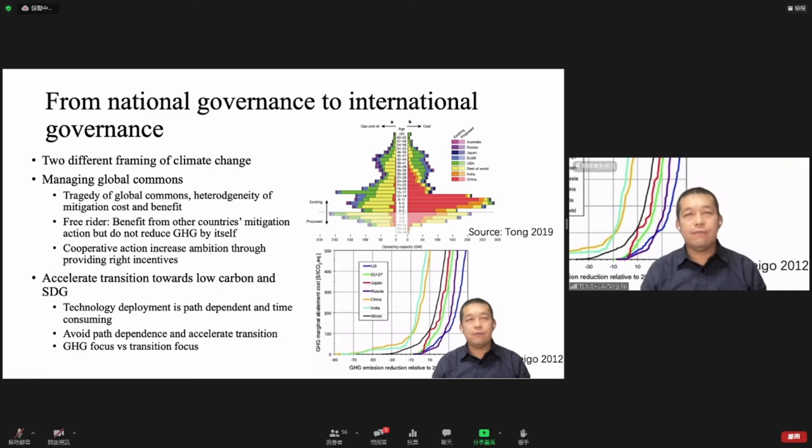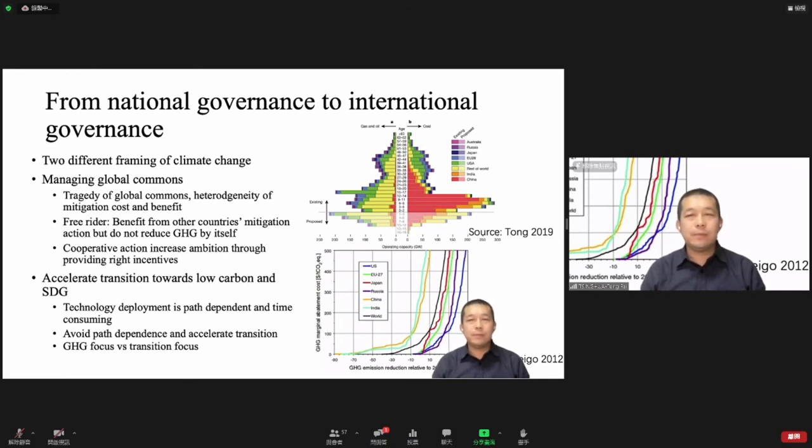Another framing for the climate change issue is the transition framing, which focuses not only on the global commons, but argues that the key issue is how to accelerate our system towards a low carbon transition and the SDGs. Because technology deployment is very path dependent, and replacing old technology is time consuming. For example, electricity power generation units have a 30 year lifetime, and once the power plant is built, it's very difficult to change. So we need to avoid path dependence and accelerate the transition. That is the argument of this frame. They frame this not as a global commons issue, but as how to accelerate the transition.